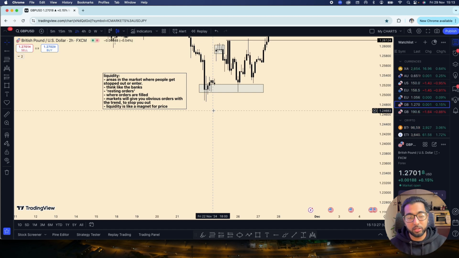Homework: find liquidity points in every time frame. Use all the time frames that you want: daily, weekly, 4 hour, 2 hour, 1 hour, 15, 5, 1, 2, whatever it is. Do that.